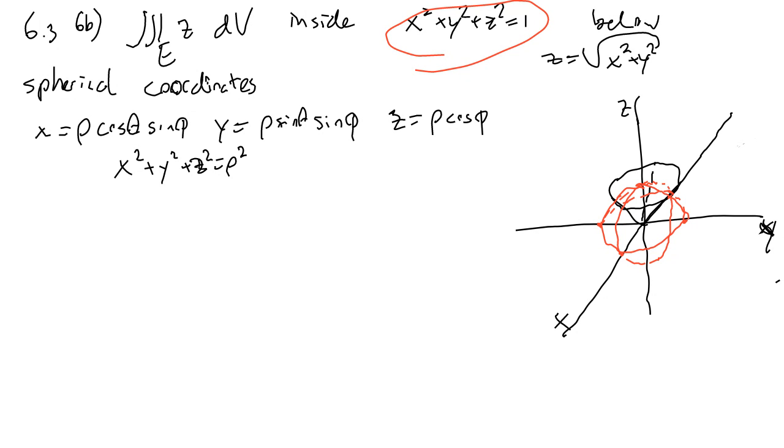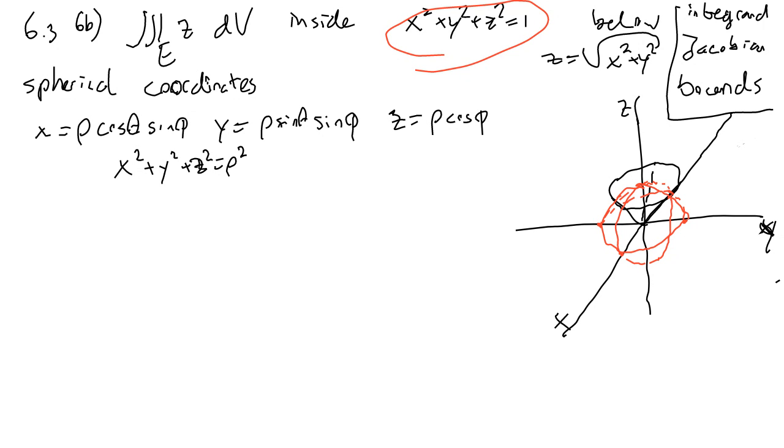We need to rewrite the integrand in terms of the spherical coordinates. We need to not forget about the Jacobian, and we need to find the bounds for the spherical coordinates. The Jacobian was covered in detail yesterday, so we'll just give this: I think it's rho squared sine phi. The integrand z, you can see that's rho cos phi, so that's not going to be an issue.